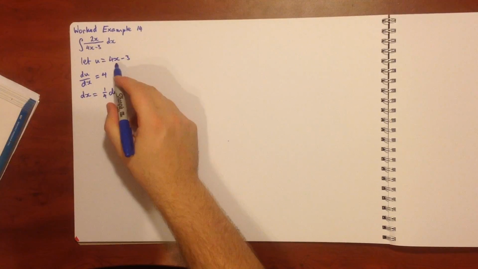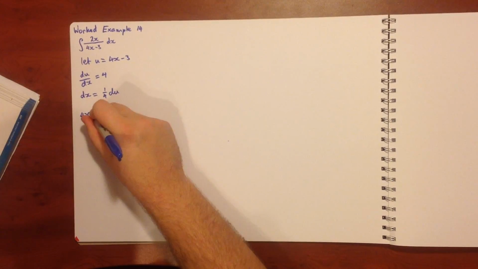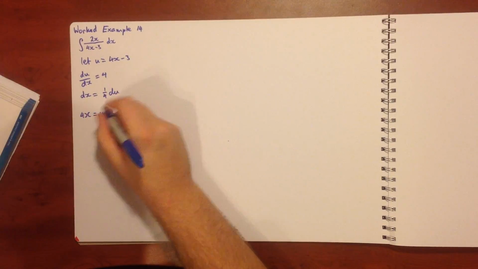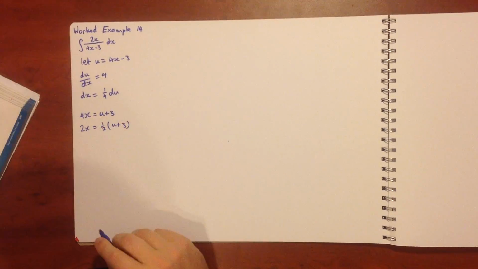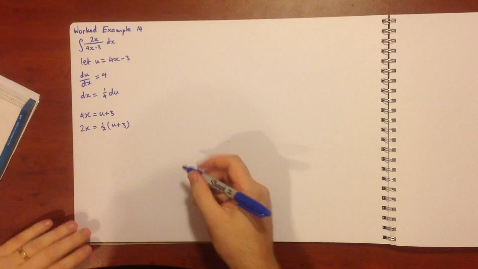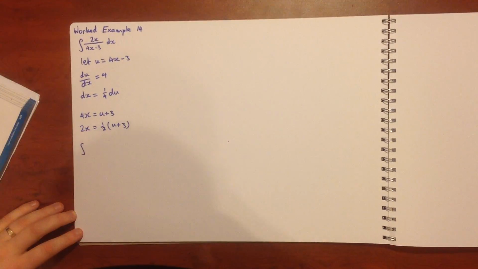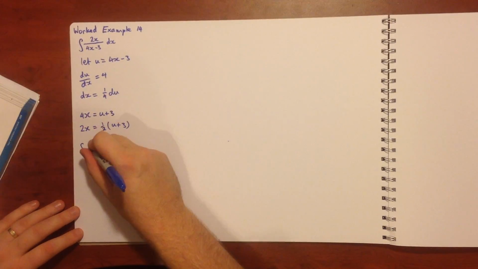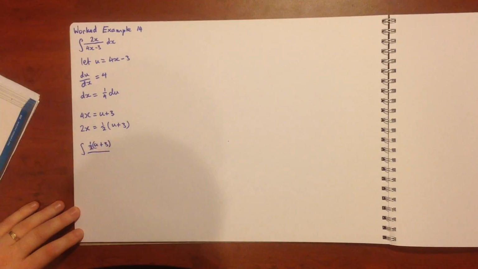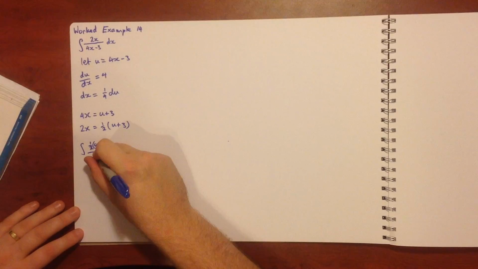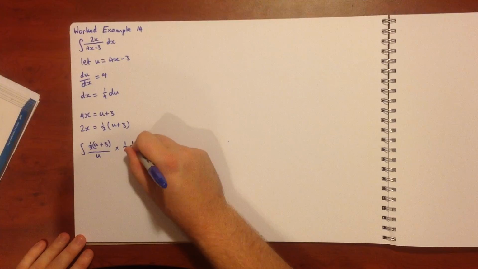Now we also want to get to 2x, so we can do our substitution in there. So we're going to say, well, 4x equals u plus 3. So 2x is going to equal a half of u plus 3. Now we've got a substitution that we can do back in here, so we can set up our integral now to finish it off. So we know that our 2x is going to equal our half u plus 3 over our u, times 1 on 4 du.